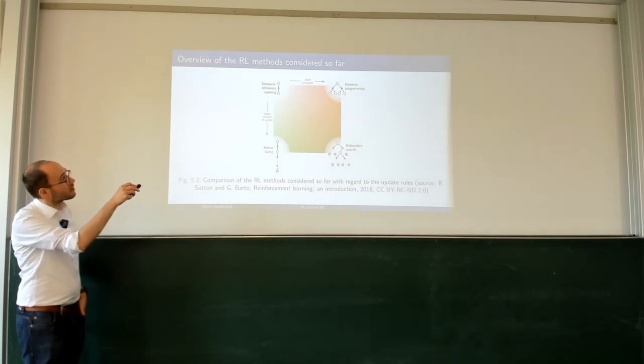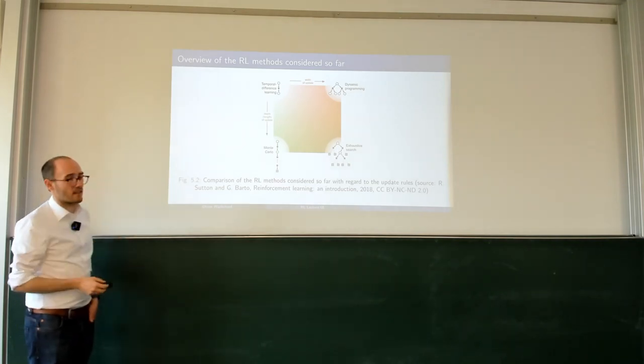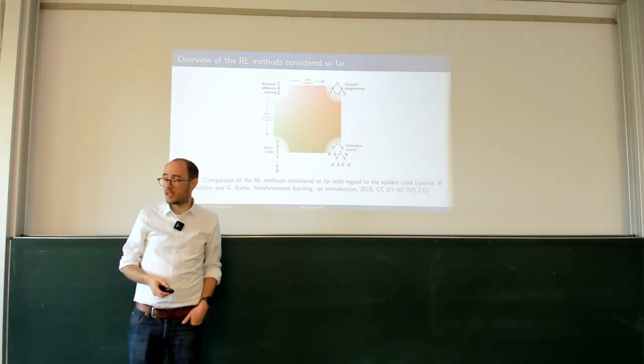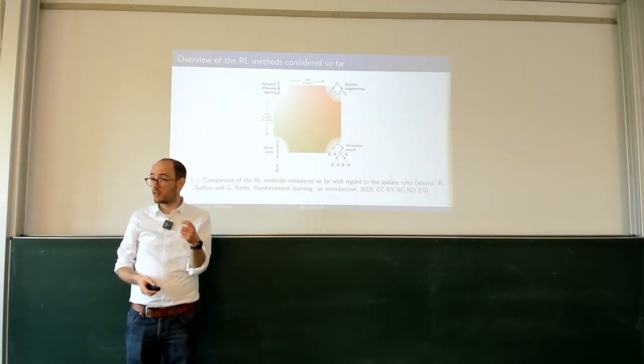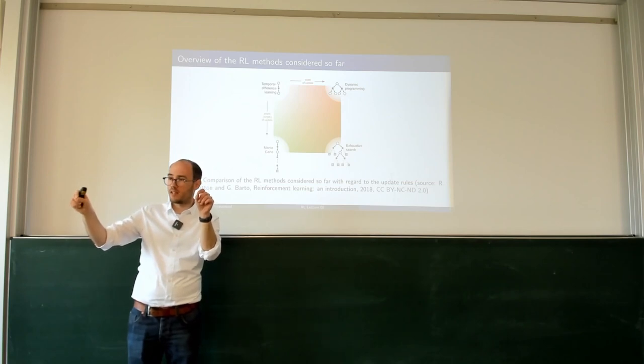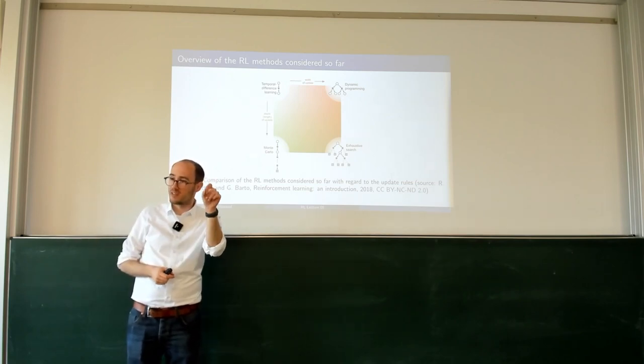Here, with temporal difference learning, that would be the complete opposite in that sense, that we have only updated one state value estimate in one time step, in one iteration, because we just look at the TD error from one time step to the other, and then we update the state value estimate of this one single state.